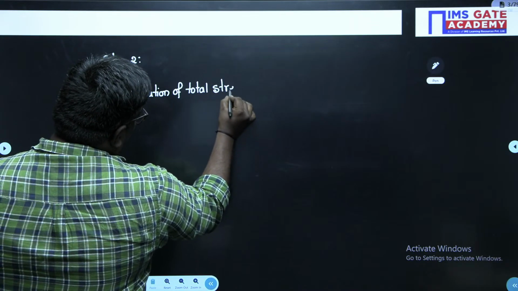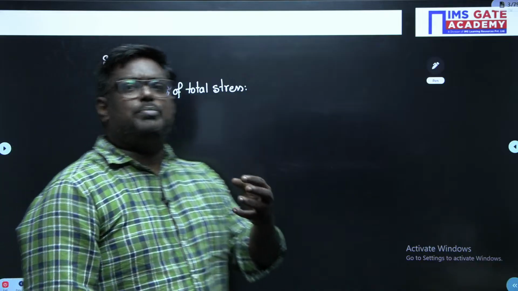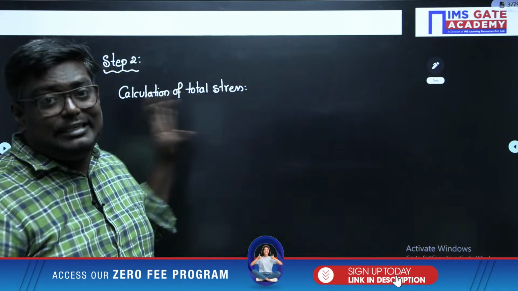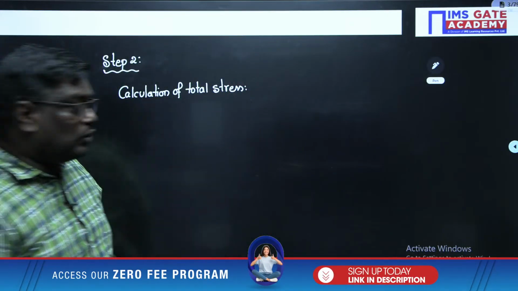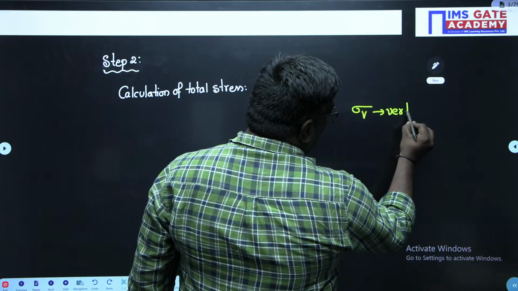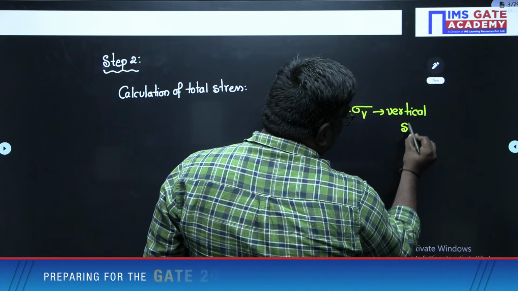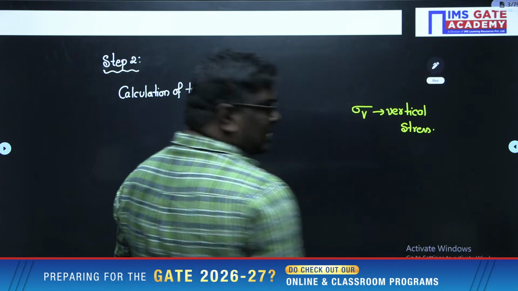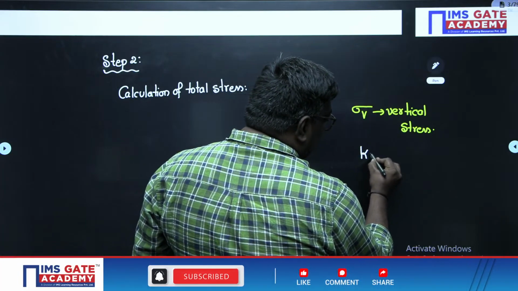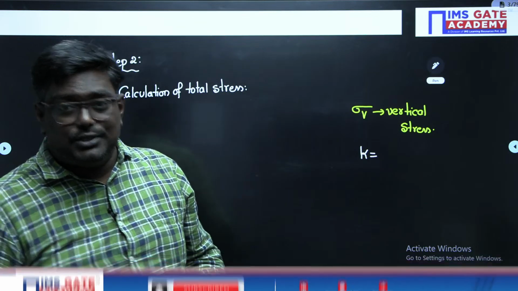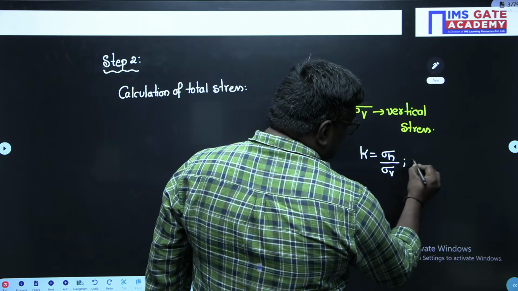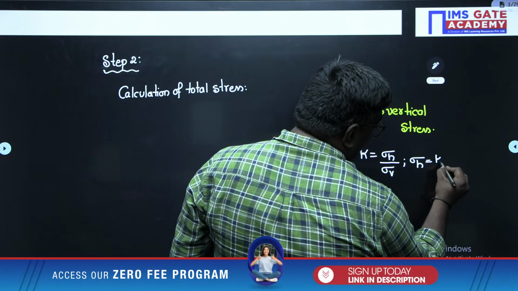Now, my dear students, let me tell you one concept. Why do you want to study the coefficient of earth pressure? Sir, when I calculate total stress, it is nothing but the vertical stress. But when I talk about earth pressure, it is the horizontal stress. Here K is nothing but the coefficient of earth pressure. It is the ratio of horizontal stress upon vertical stress. Horizontal stress can be written as K into sigma V.